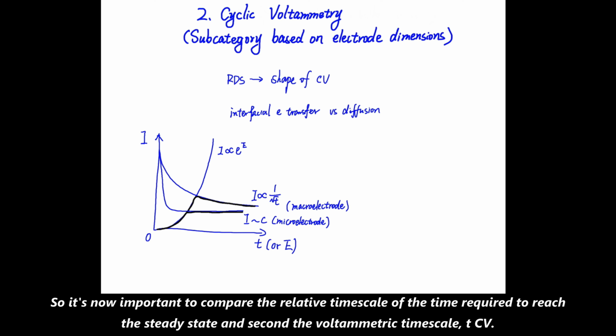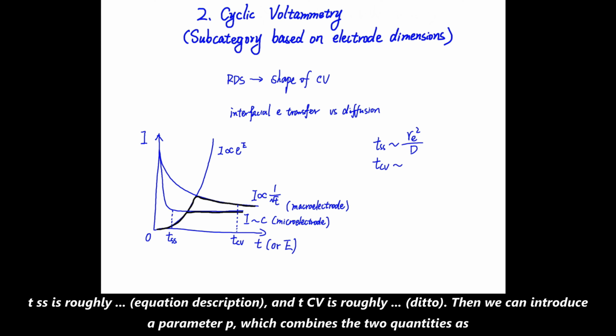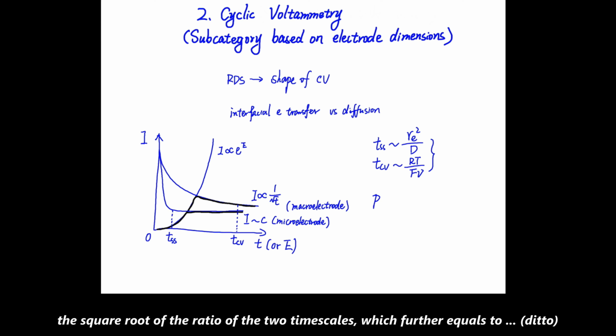So it's now important to compare the relative time scales: first, the time required to reach the steady state, and second, the voltammetric time scale. T_SS is roughly r_E squared divided by D, and T_CV is roughly RT divided by Fv. Then we can introduce a parameter p, which combines the two quantities as the square root of the ratio of the two time scales, which further equals the square root of Fv r_E squared over RTD.